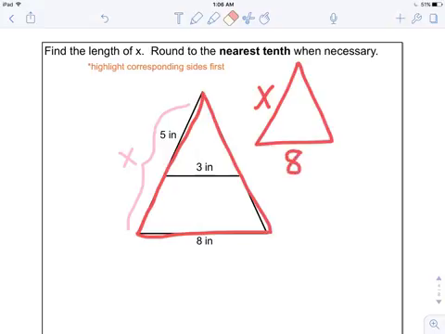So yes, we've got this big triangle here, right? So I'm going to just kind of sketch that over here. The side is x, the base is 8. Okay, but within that triangle we have a smaller one. I'm going to do that one in green. Okay, and the bottom of that one is 3, then this side here is 5.